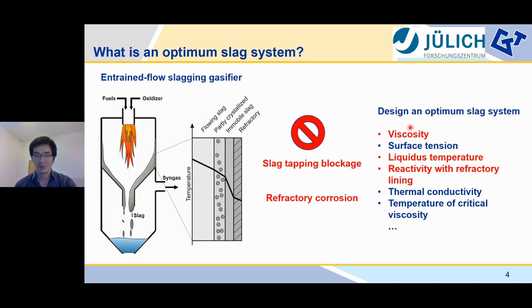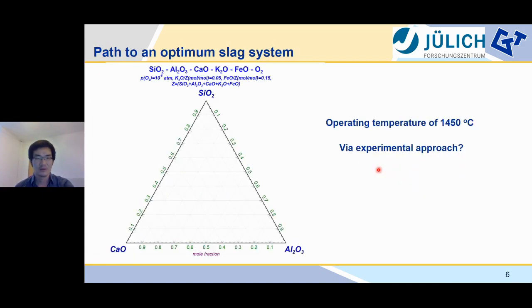For the viscosity, actually, there is a target viscosity range between 5 and 25 pascal second. That means if the viscosity is too large, slag tapping blockage may occur, while when the viscosity is too small, this may result in more serious refractory corrosion. Anyway, with considering these parameters, how can we obtain the optimum slag system?